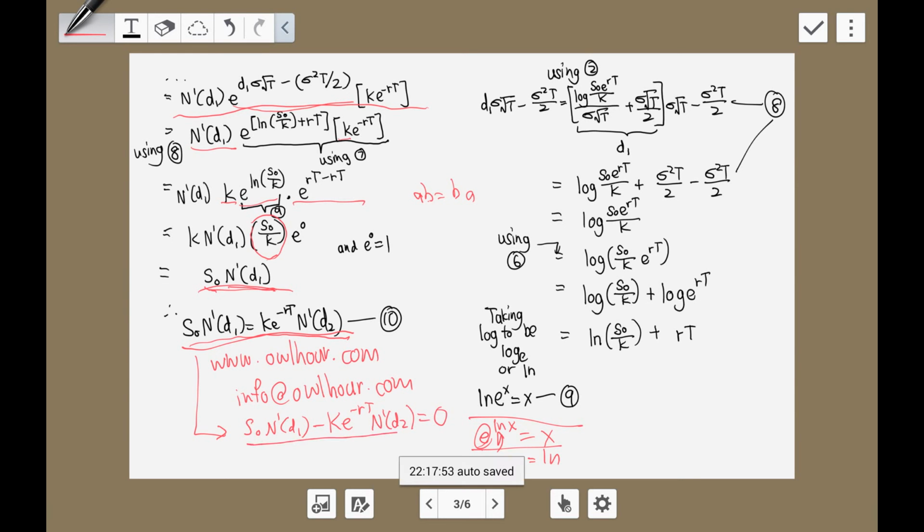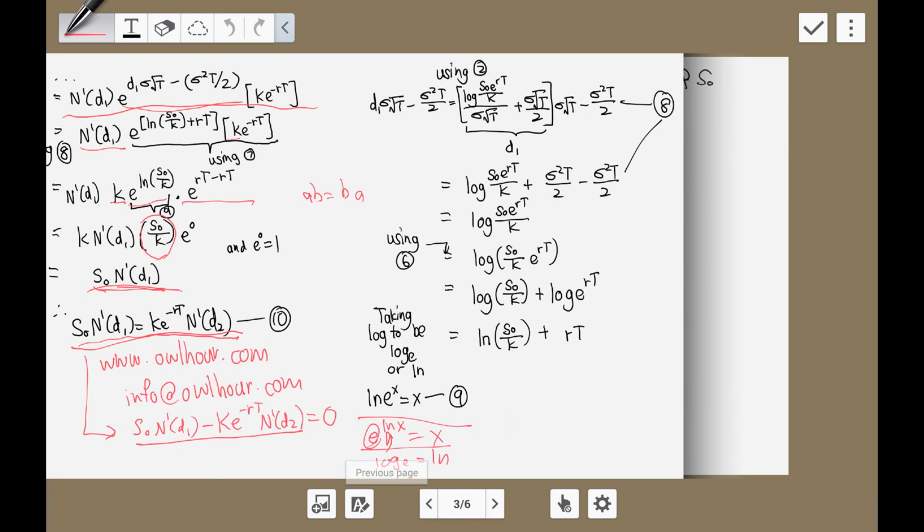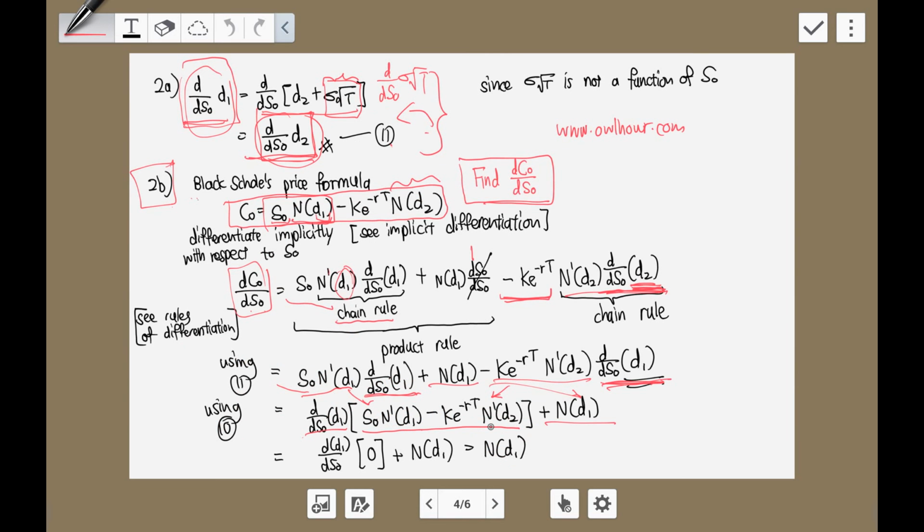Okay, and this thing you realize is just this, they are the same. So this part, since that formula is equal to 0, this is equal to 0. Zero multiplied by anything is just 0, so I'm left with N(d1). So this is how we show what we find for this one. So the answer to this question is N(d1).